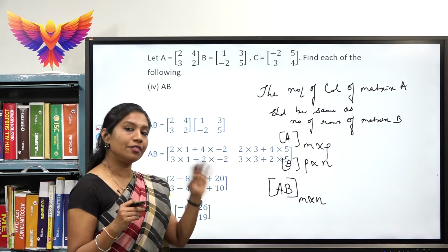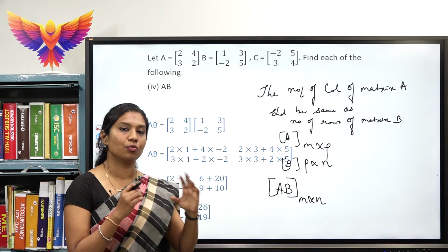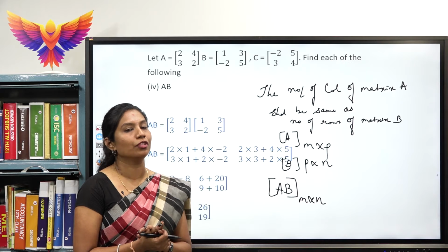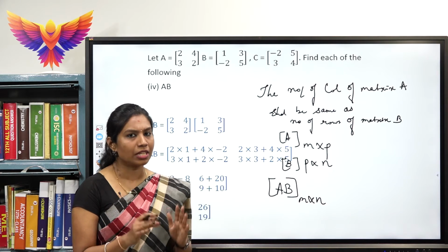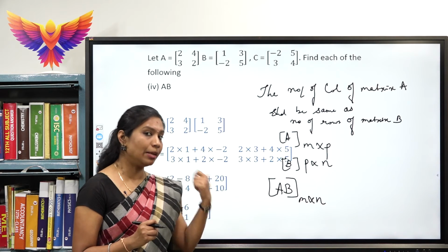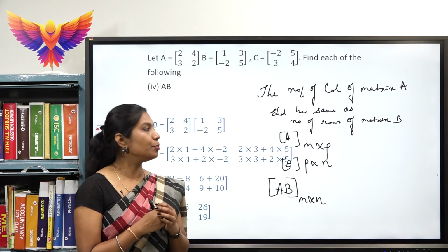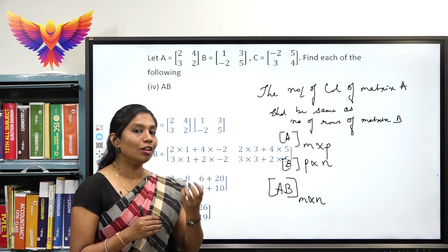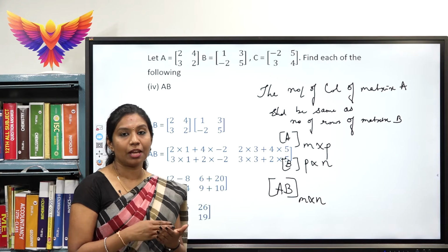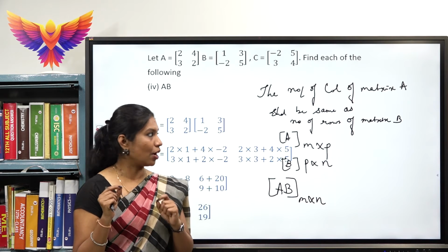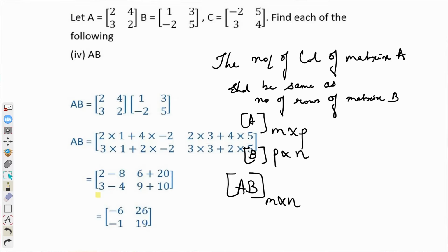It is completely different from the addition and subtraction we have solved. In addition and subtraction of matrices, the order should have been the same. But when it comes to multiplication, the number of columns of matrix A should be the same as the number of rows of matrix B. That is the main thing you have to keep in mind. Now let us go through how we multiply this kind of matrix.